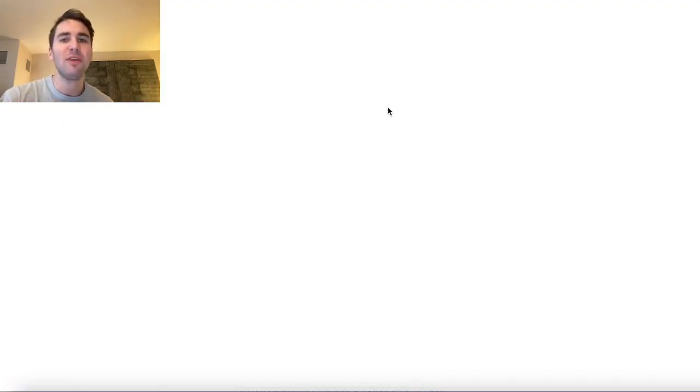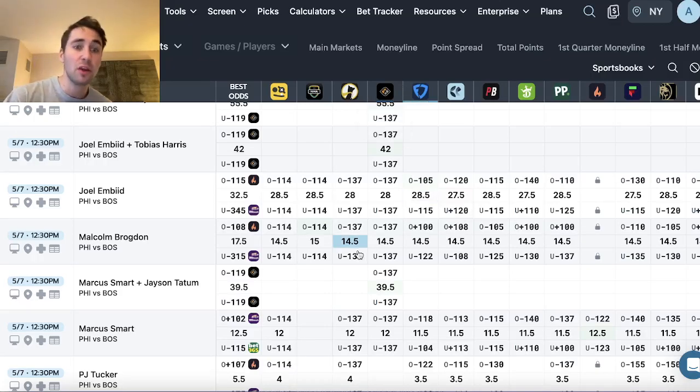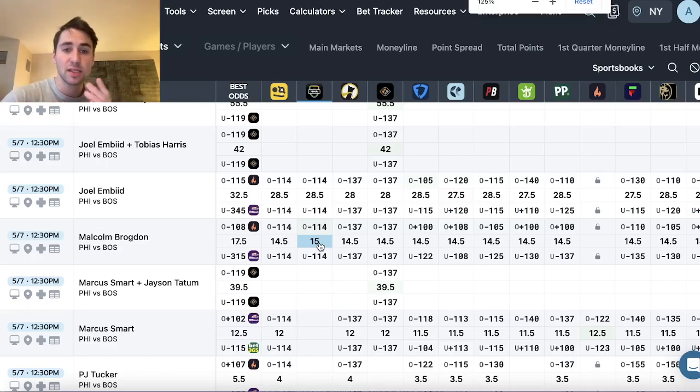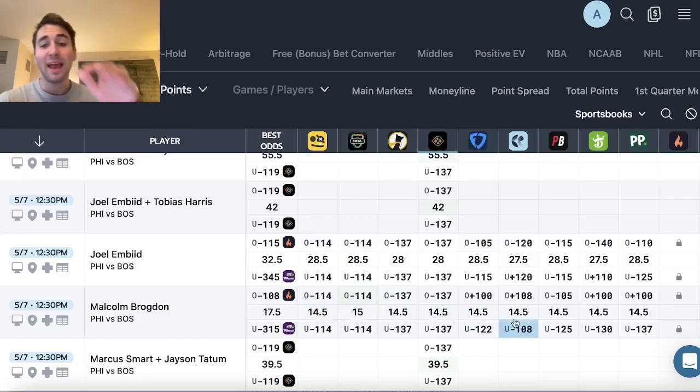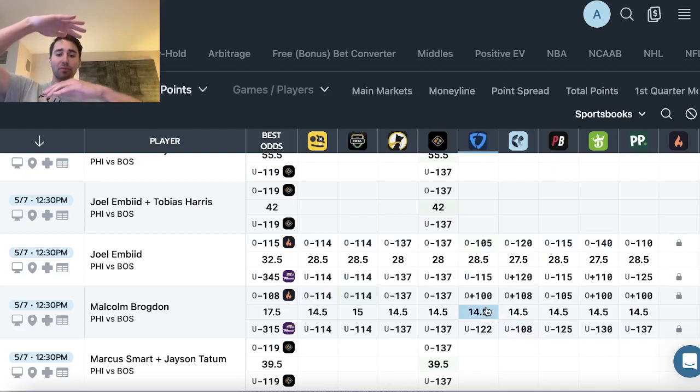So again, there can be value in the NHL, and there can be value in the NBA. For Brogdon, his line's at 15 on NHA, and you can see that right here. If you look at every other sportsbook and every other data point, all the other fantasy sites have his line at 14.5 points, and the sportsbooks have the under 14.5 points as the favored outcome. So NHA's at 15.